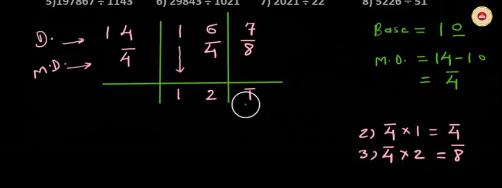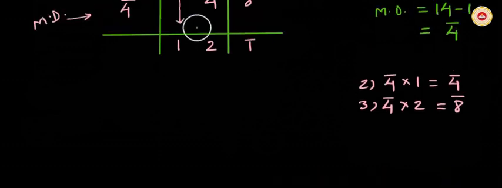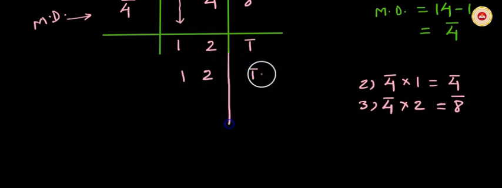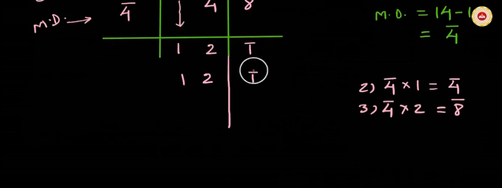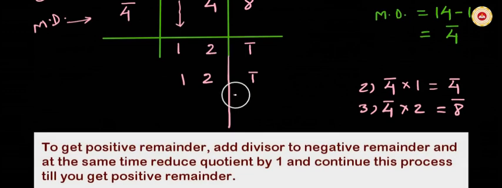But negative remainder is not possible when everything is positive. Divisor is positive, dividend is positive, quotient is positive. So negative remainder is not possible. So what's to be done? See, let me write quotient and remainder. Let me extend this remainder line. To get positive remainder, add given divisor 14 to remainder.